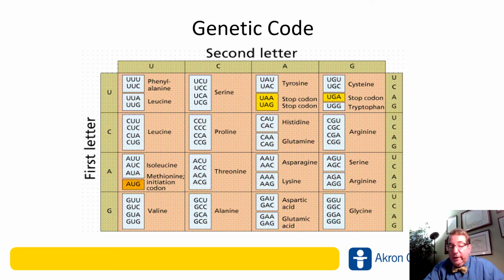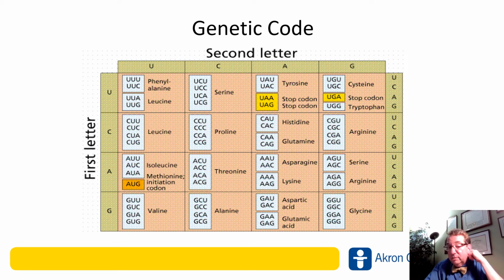this is a very interesting one, AUG, which codes for methionine, or an initiation codon, which is the cue for the ribosome to say, hey, let's start making a protein. And then you'll see UAA, UAG, and UGA are the stop codons, which again is the signal for the ribosome to say, stop making the protein, we're done.